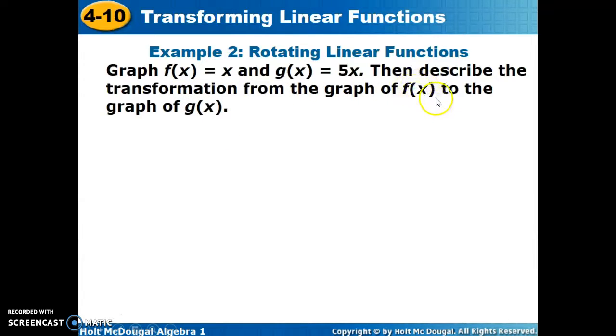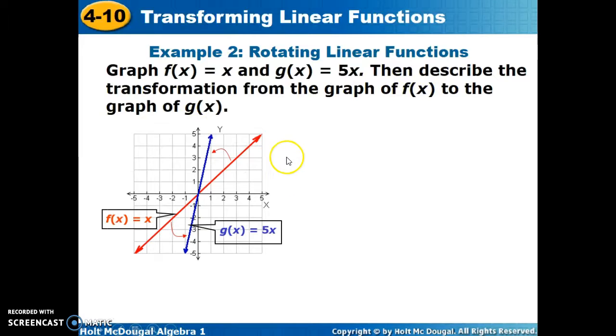Remember, we can name a function anything we want. This could be q of x, triangle of x, giraffe of x, doesn't matter. Any name is sufficient when naming a function. So here's our first graph, y equals x. Here's our second graph, 5x.